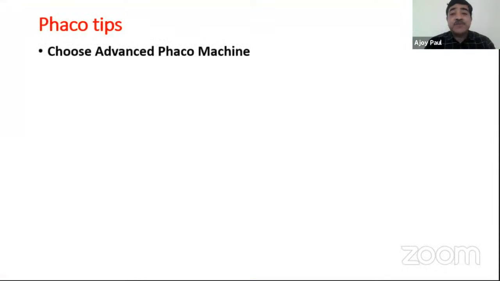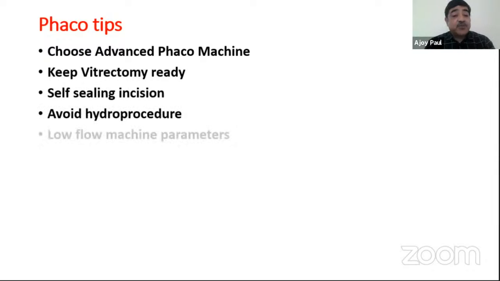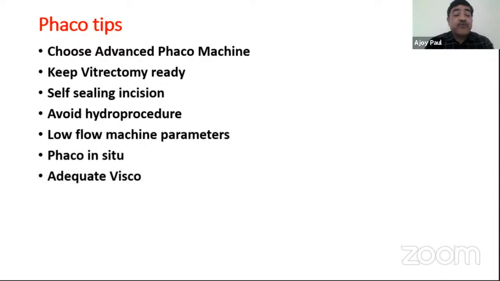Now let's come to the phaco tips in these cases. I would say choose an advanced phaco machine, especially if you know that there is a pre-existing PCR. Keep the vitrectomy ready. Self-sealing incisions are very important. Avoid hydro procedures in these cases. If you are doing it, do it with a viscoelastic, low flow machine parameters, phaco in situ. I mean, don't move it too much.